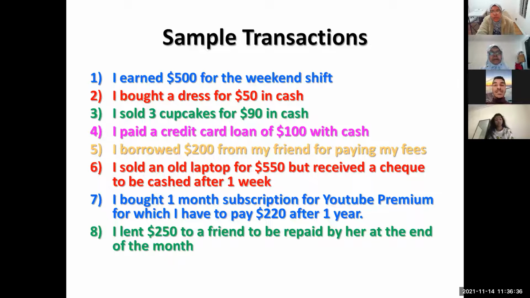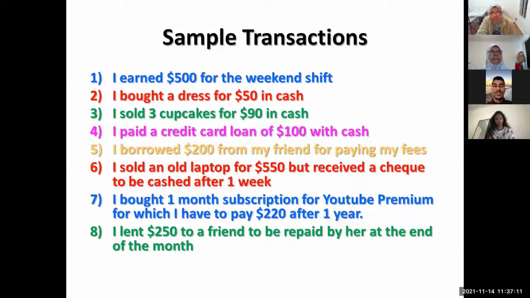Number 4. Back to Tasina. I paid a credit card loan of $100 with cash. So this one, cash is going out. So cash is credit, and loan account is debit. Thank you very much. The very same amount. Thank you. Mutasina, number 5.